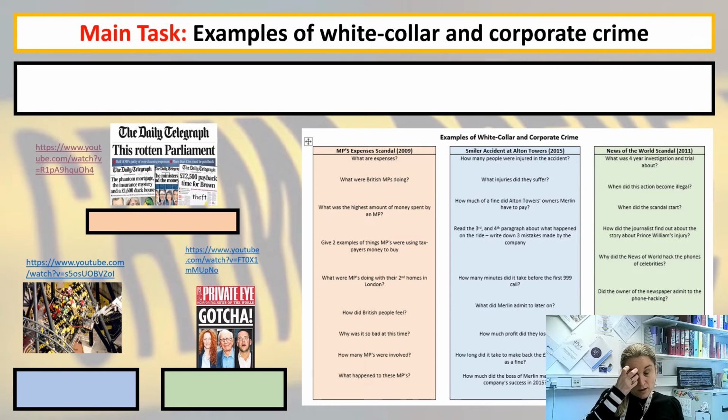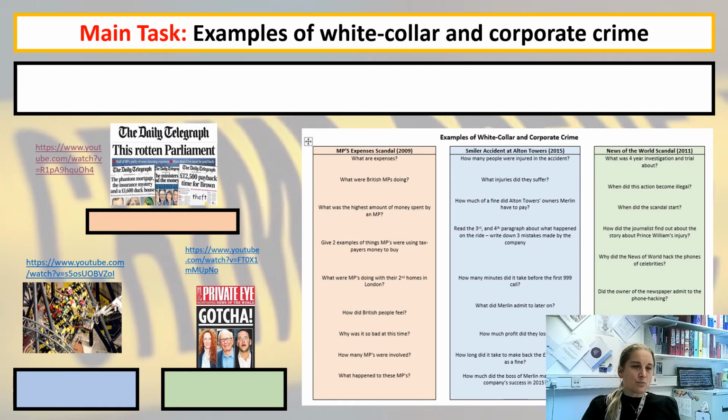So, examples of white collar and corporate crime. These might be things that you've heard about. They're all relatively recent. I say relatively recent, 11 years ago for the MP expenses scandal. I appreciate you would probably have been toddlers, a little bit more than toddlers, but believe me, when you're as old as me, these are all quite recent. So we've got the MPs' expenses scandal, the Smiler accident at Alton Towers, and the News of the World scandal, often referred to as the phone hacking scandal.